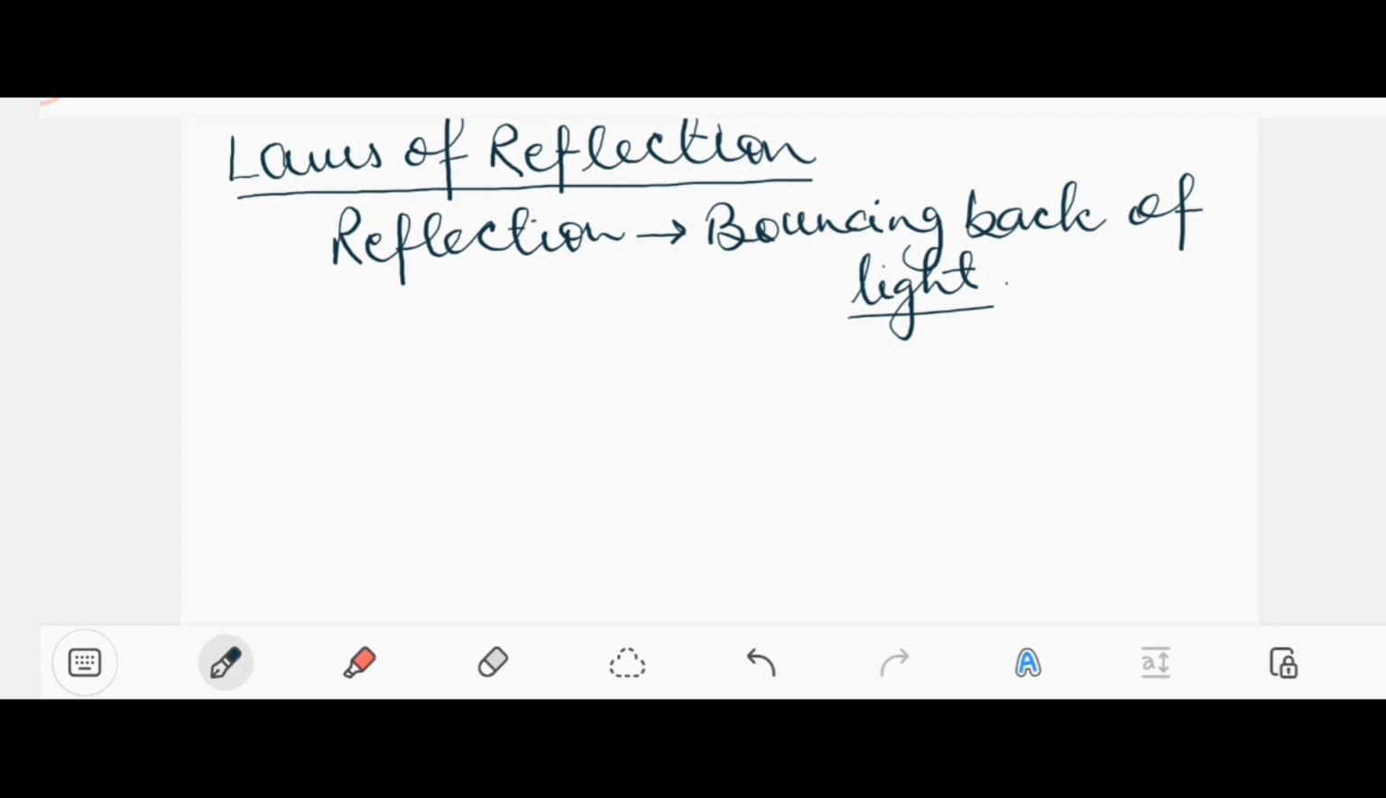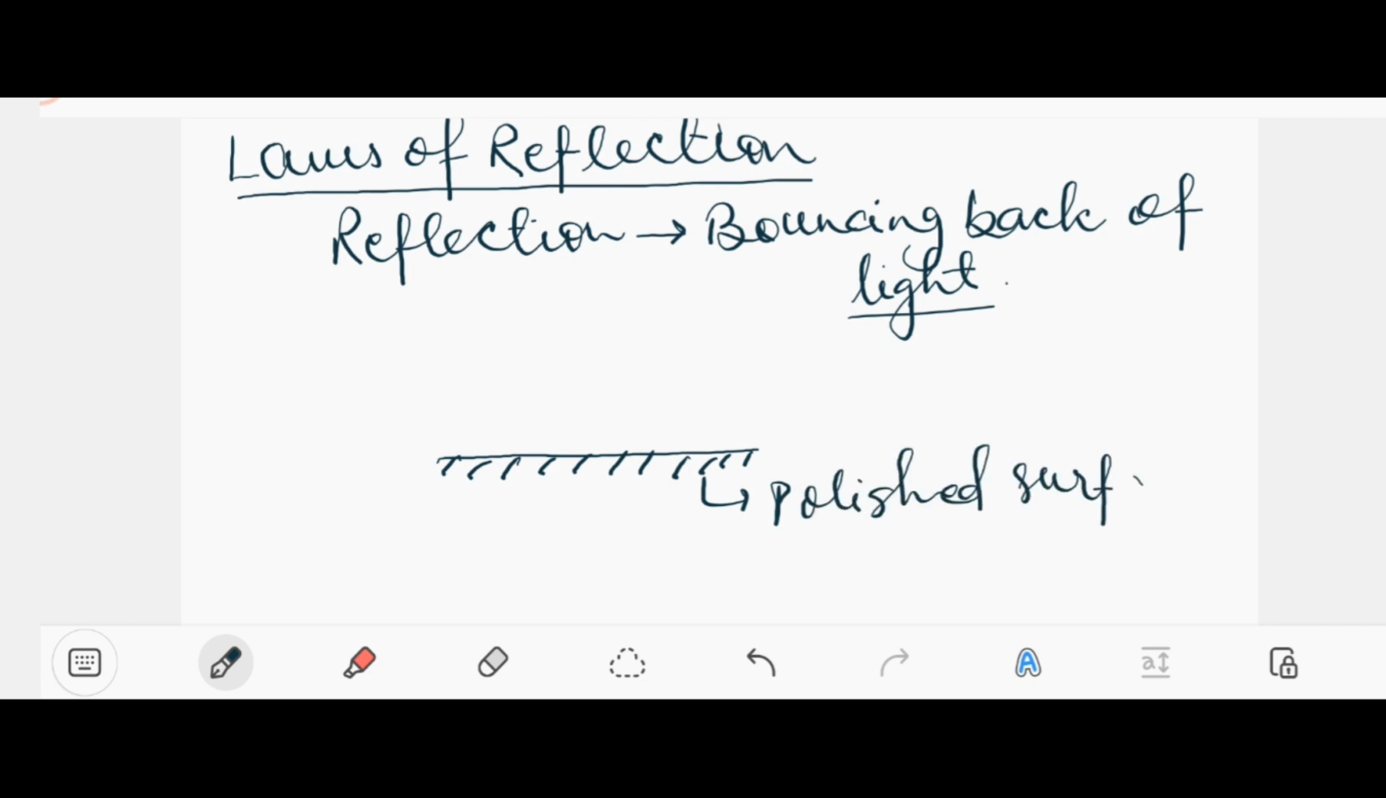Now students, when we talk about the laws, what happens? Suppose we have a plane surface, and let us consider this is the polished surface, the part on which the reflecting will happen, or on which the light is about to be incident. So this is the reflecting surface.